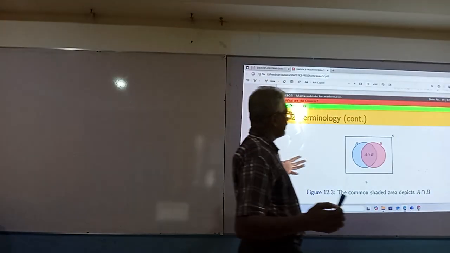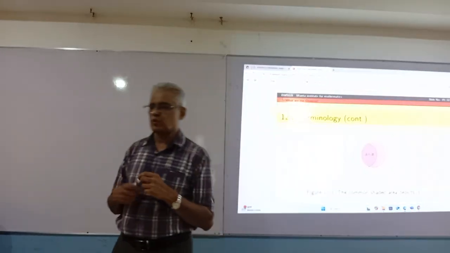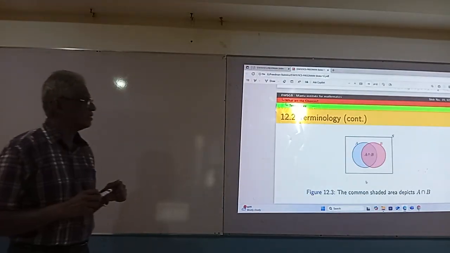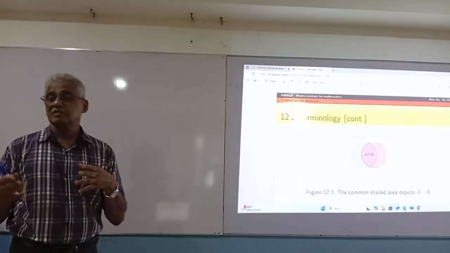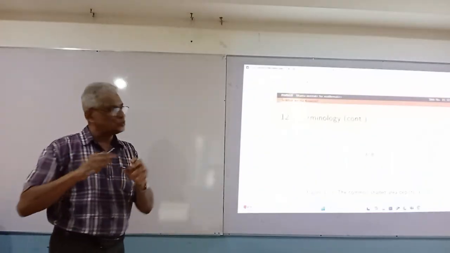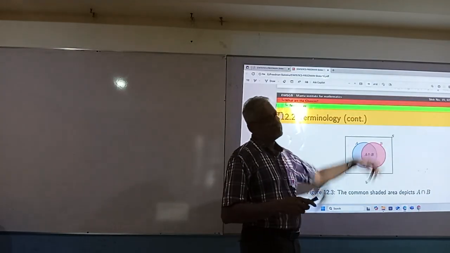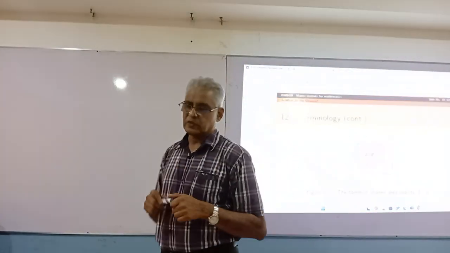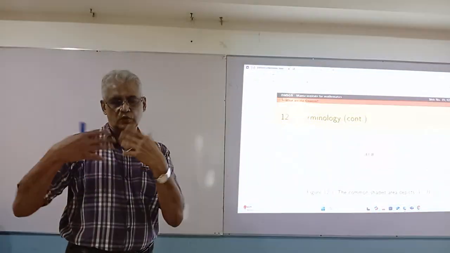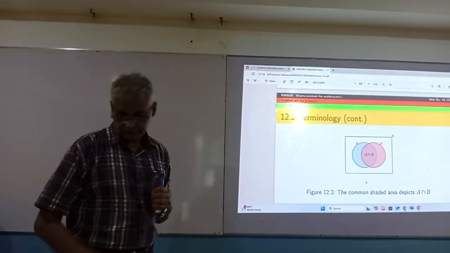Intersection of two events, or you can talk about intersection of more than two events, but in order to define it, it's enough to talk about intersection of two events. So that is the set of outcomes which are common to both events, A and B. If you consider three events, then that is the set of outcomes common to all three events.